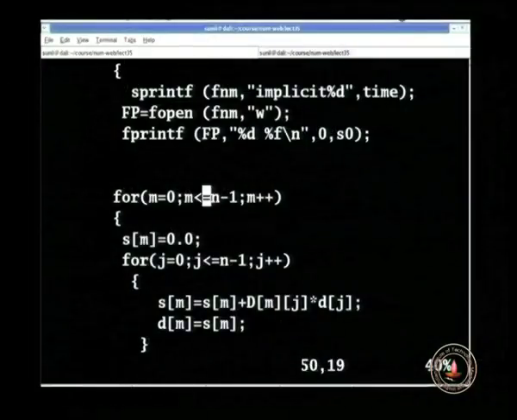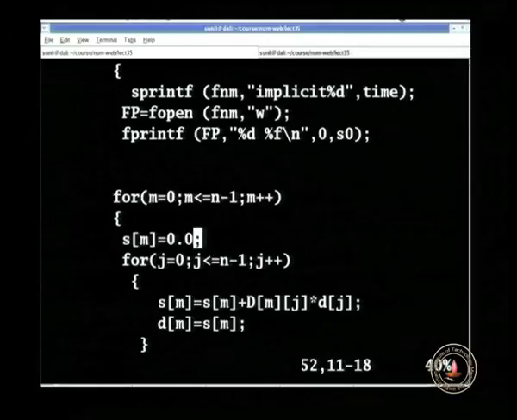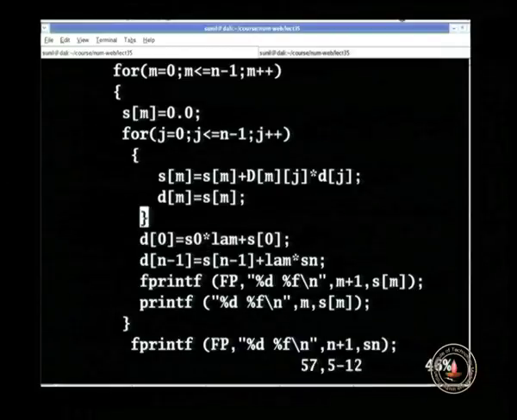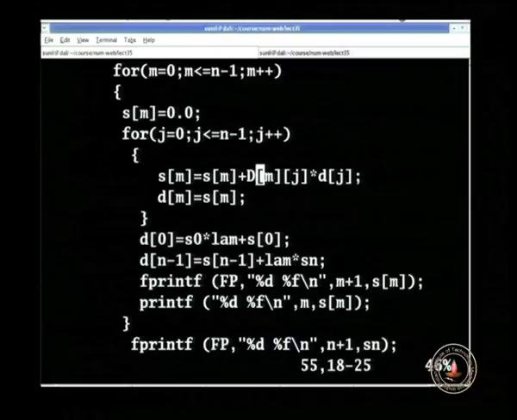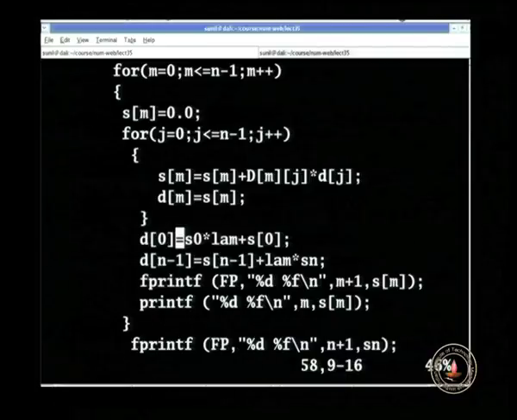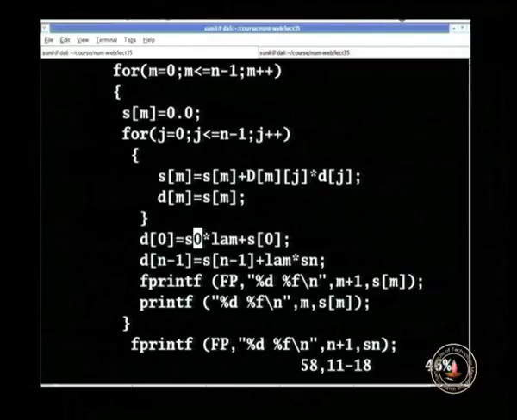So to start with, you have the temperature 0 everywhere except at the two endpoints. Okay, and then I multiply the right hand side, the D column vector, by the inverse of the matrix D. And then what I get I transfer into the D column vector, and I treat the two endpoints specially because they are not U at time t plus 1, but they are S0 times lambda plus the U values.